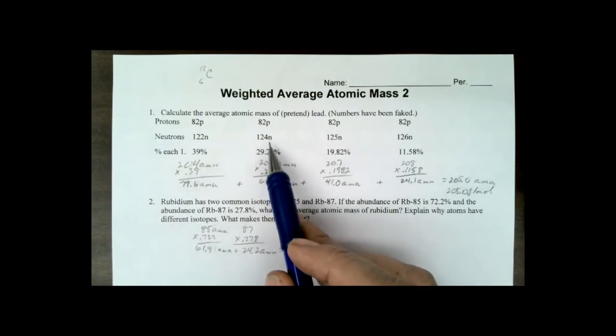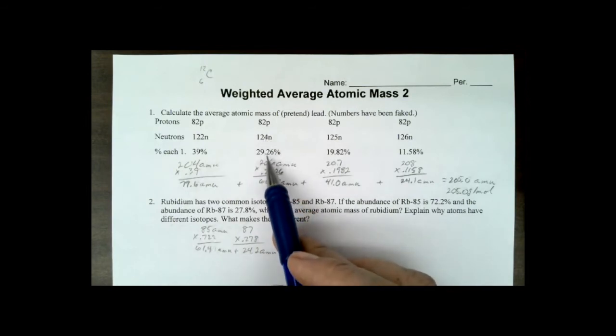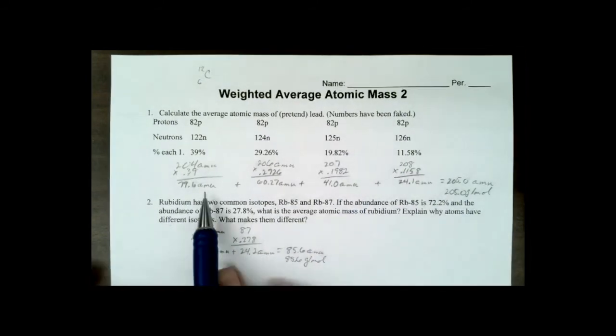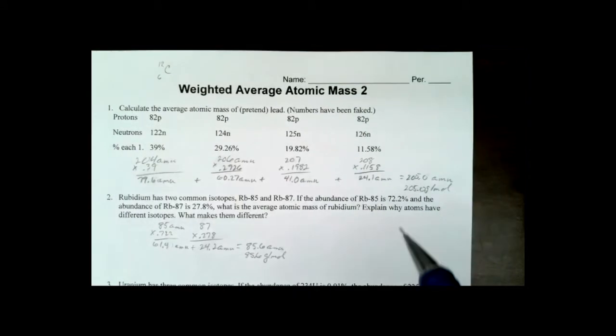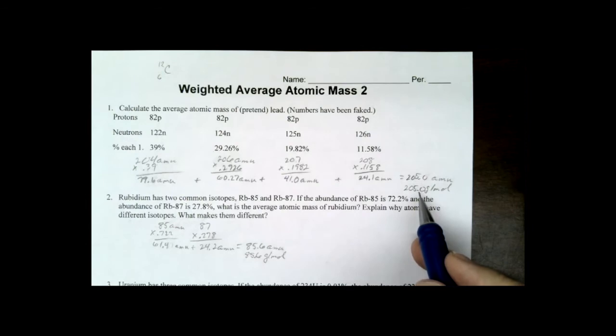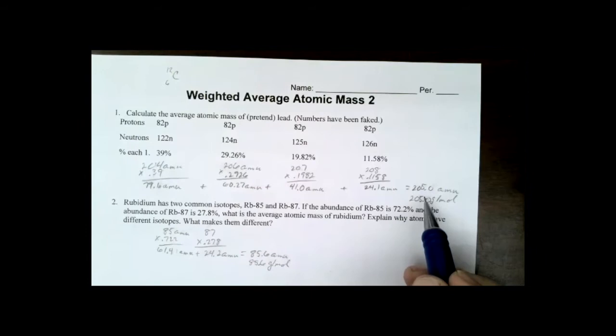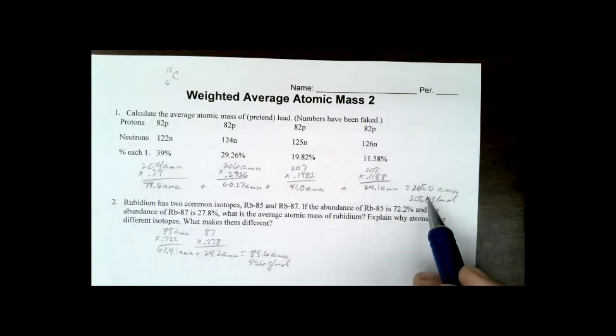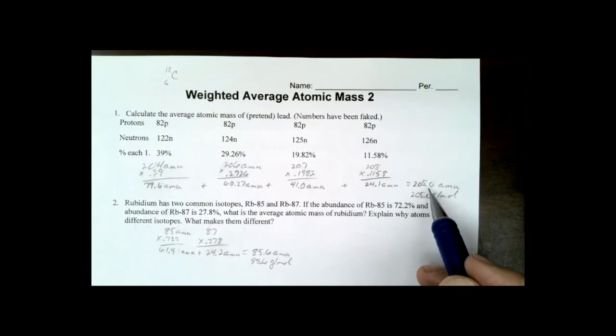We'll do that again. Add these up, 206 times 0.2926. Getting this, do it again, and we will add up these answers, and this would be 205.0, the grams per mole of the overall average mass. This would be the number that you would print in your periodic table as long as these facts are all true. It would say 205.0 in the box for lead on the periodic table.